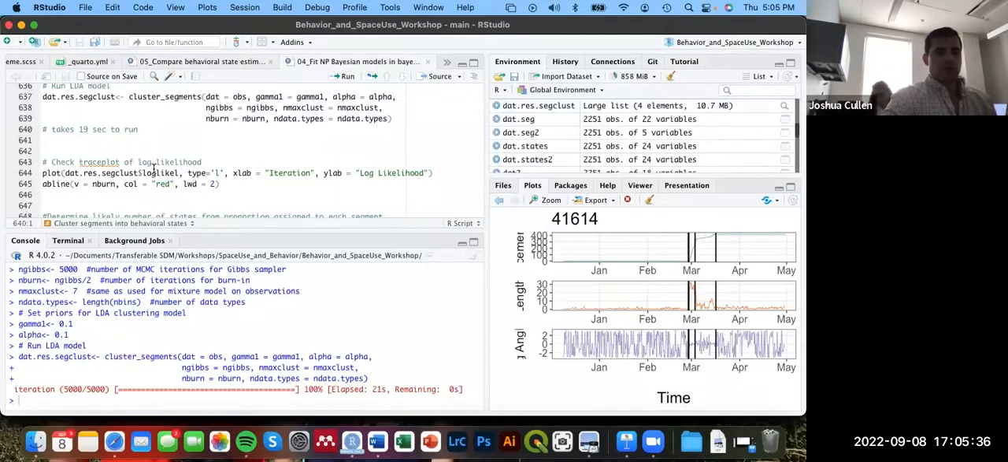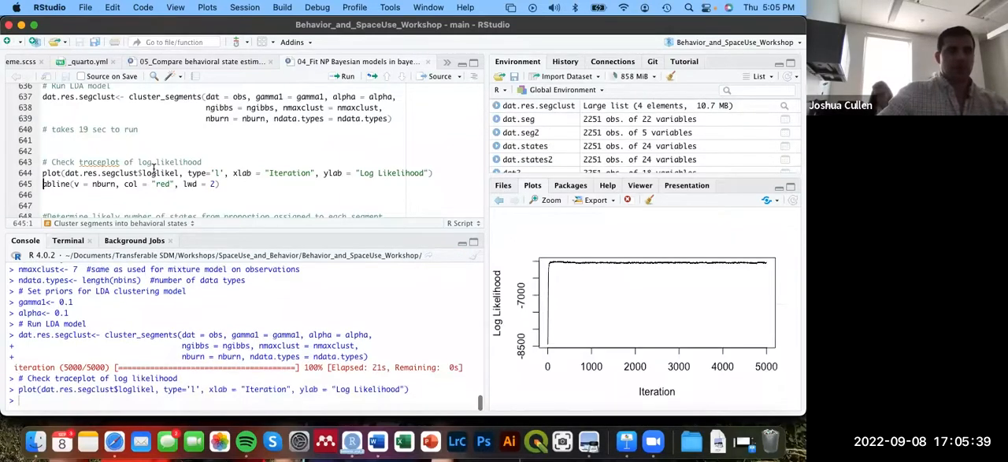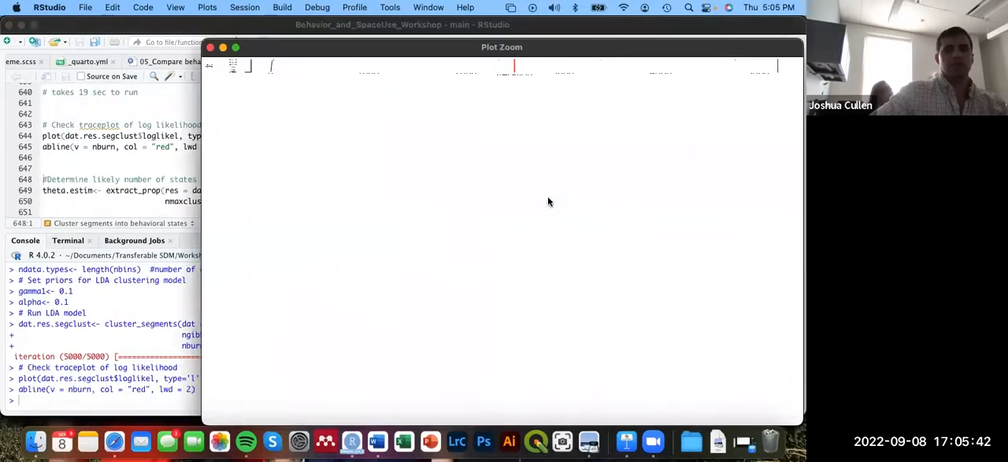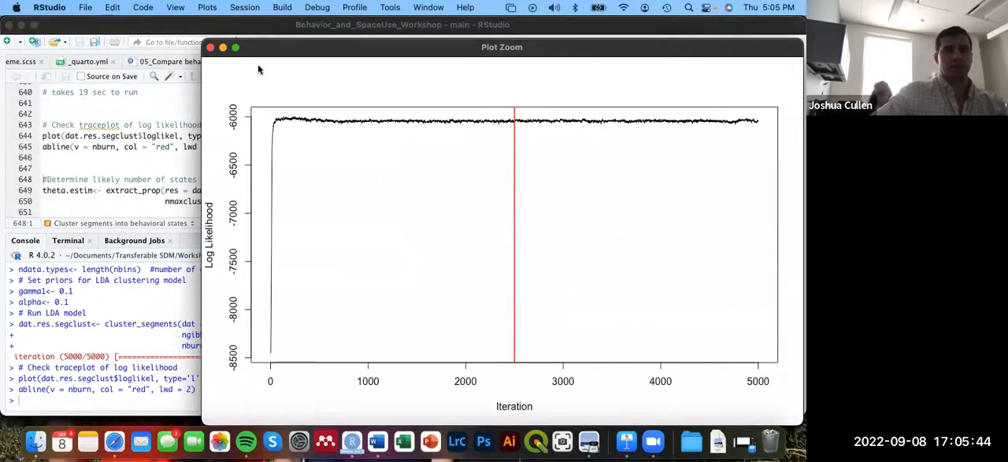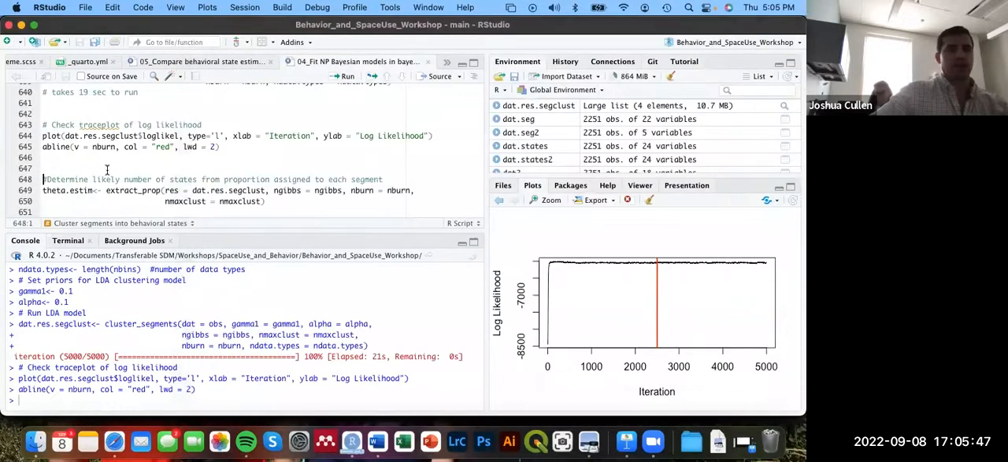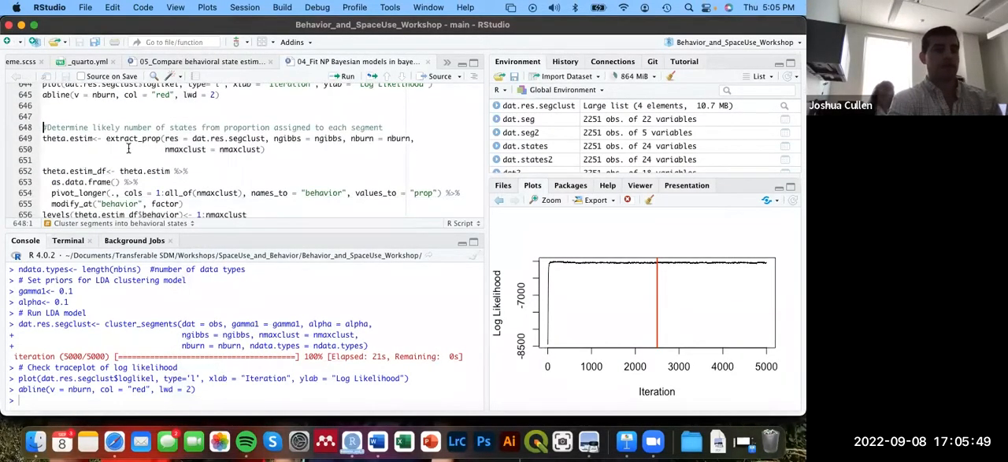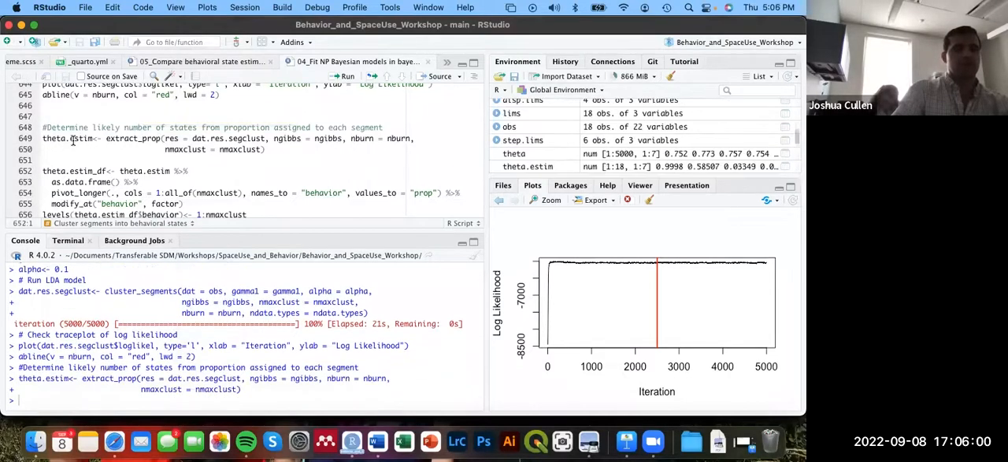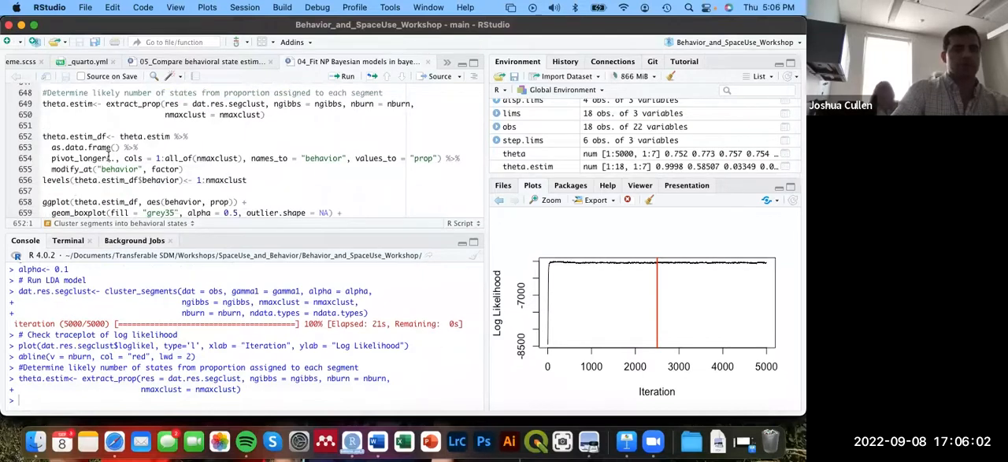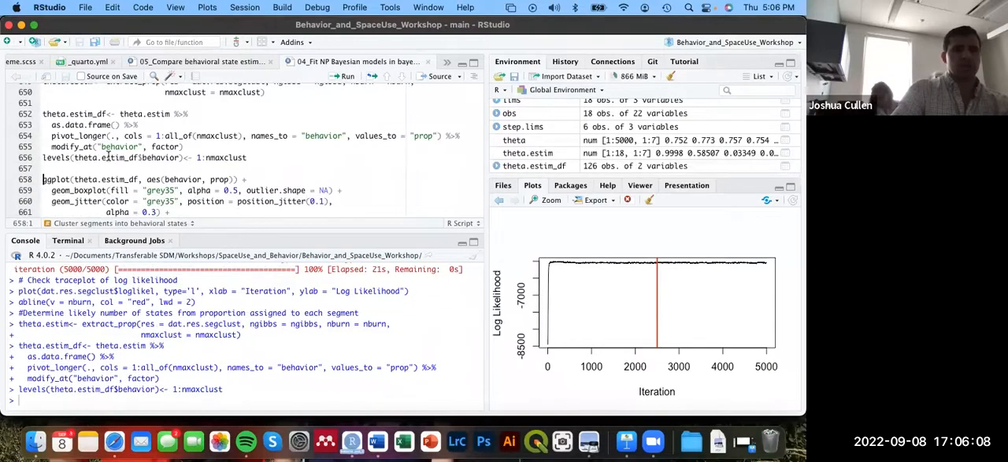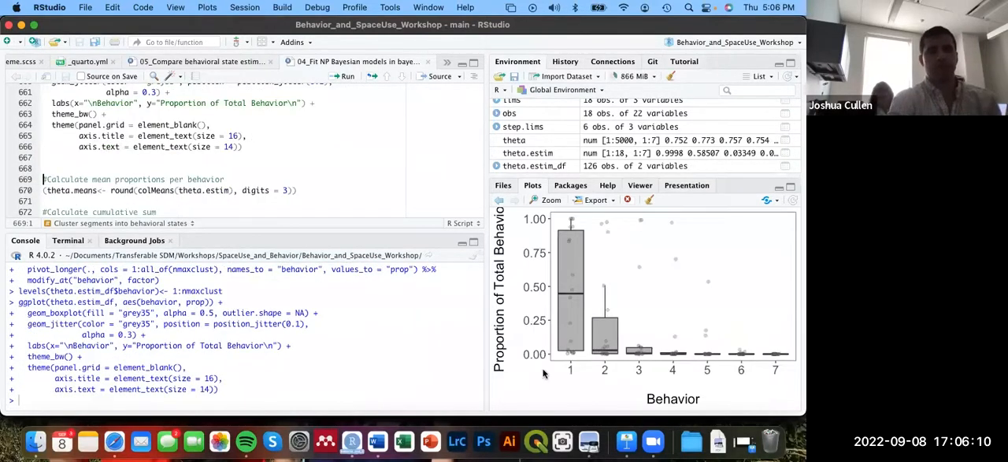All right, and it's done. So we'll look at the trace plot of the likelihood. It looks nice and flat here after that burn-in period. So everything appears to check out there. Next, I'm going to use this extract_prop, or proportion, function to get the proportions of behavioral states per track segment, called theta.stim for our theta matrix. And then I'm going to summarize this a bit and rearrange it so that we can visualize the proportions associated with each of these track segments.